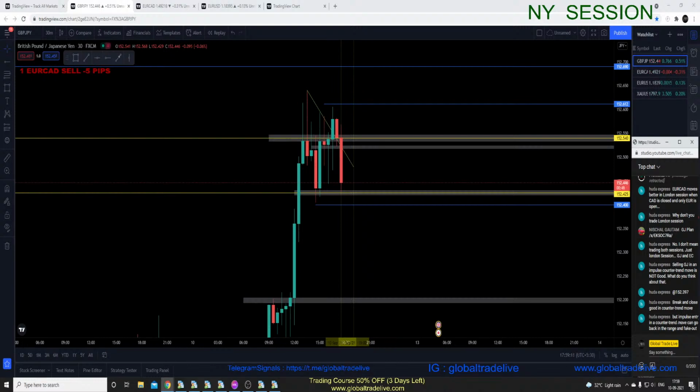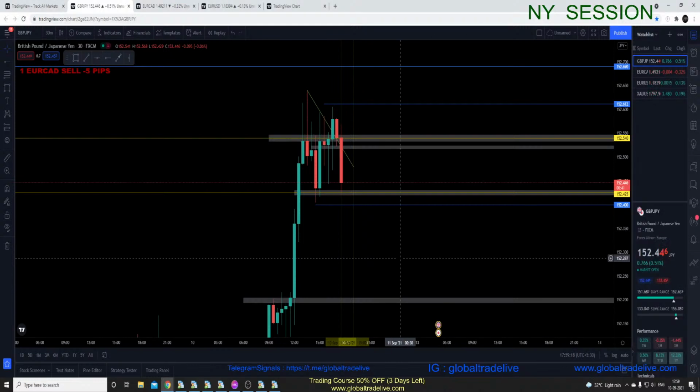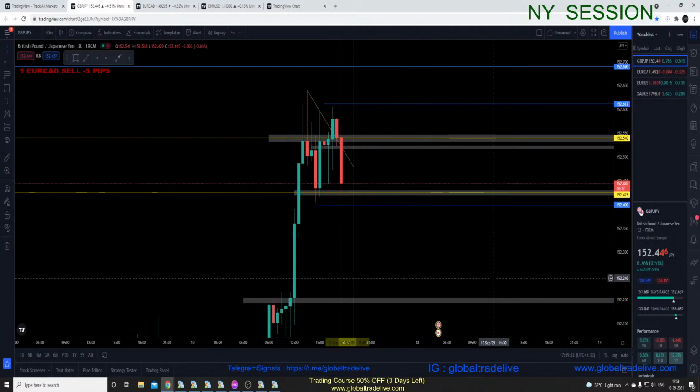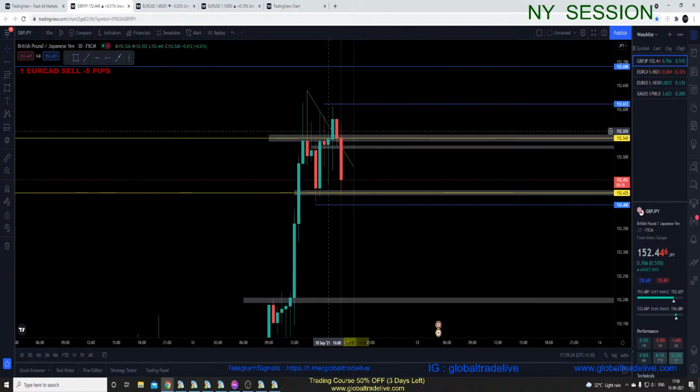But impulse entry in a counter trend move can go back in the range and fake out. The thing is, you are talking about the right thing and you are pointing out a right thing over here, but we already have a fake out happened. Market tried to go up but already created a fake out. Now it's getting ready to go down.